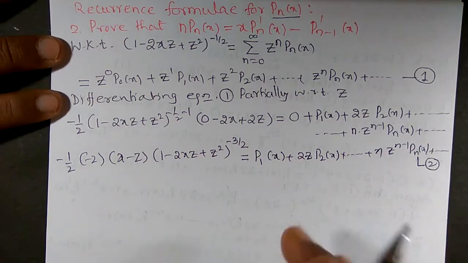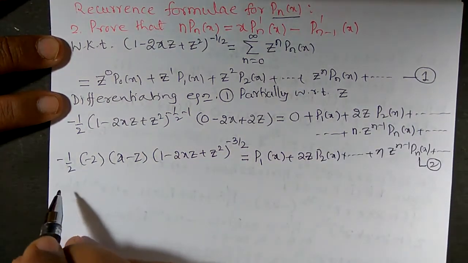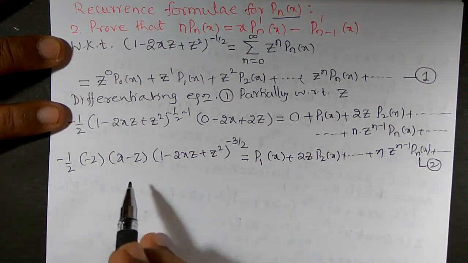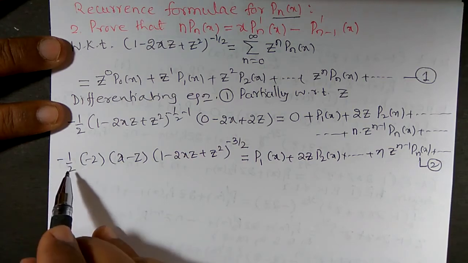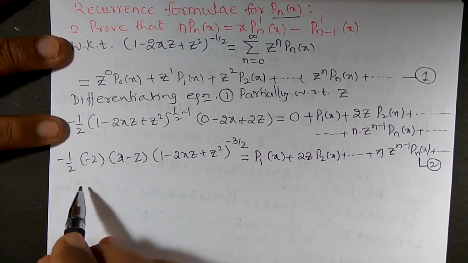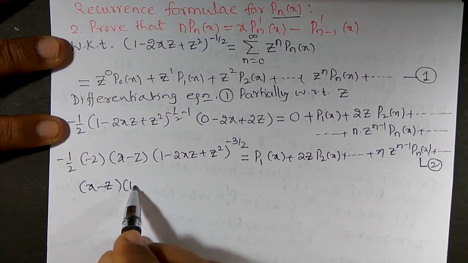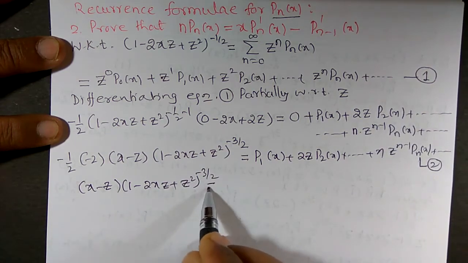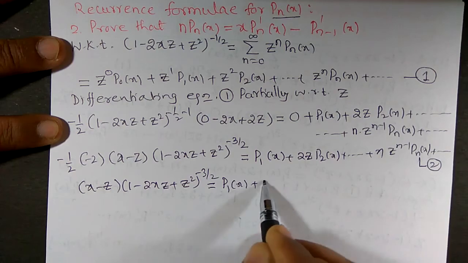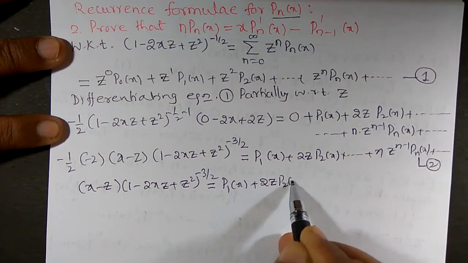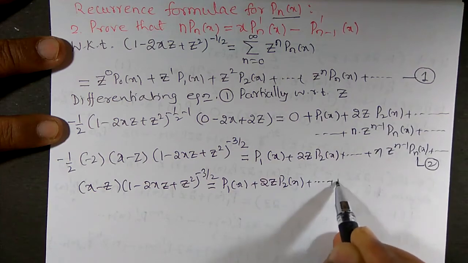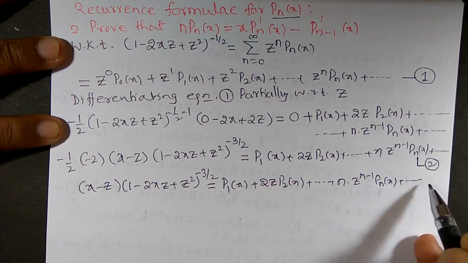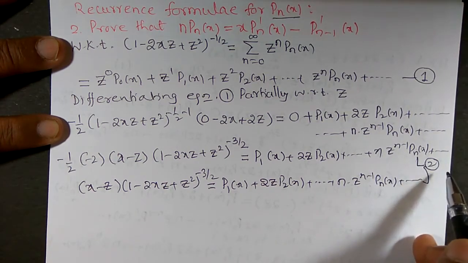Now I am going to differentiate equation 1 again. Before that, you can rewrite the same step in another form, because minus into minus is plus and 2 cancels with 2. So (x minus z) (1 minus 2xz plus z squared) raised to minus 3 by 2 is equal to P_1(x) plus 2z P_2(x) plus so on, n into z raised to n minus 1 P_n(x) plus so on. So I will call this equation 2.